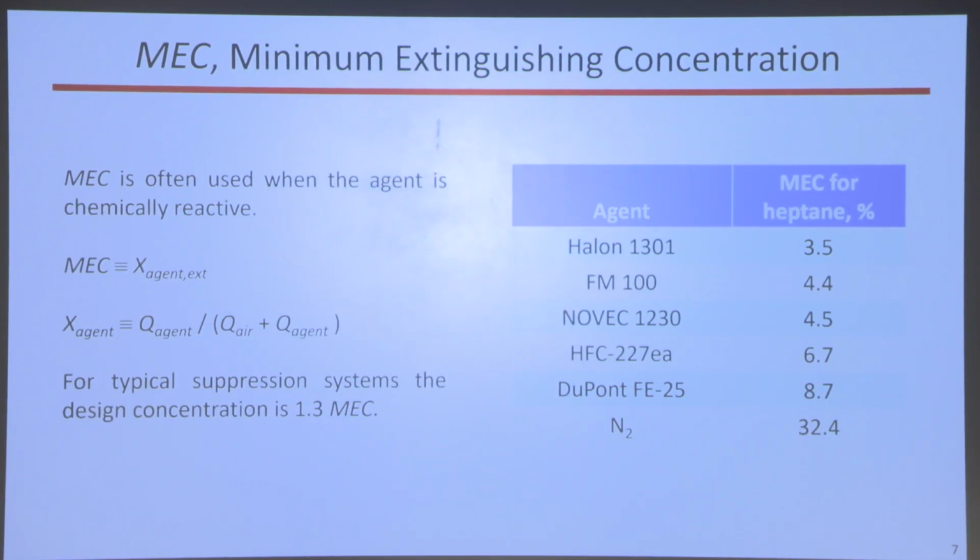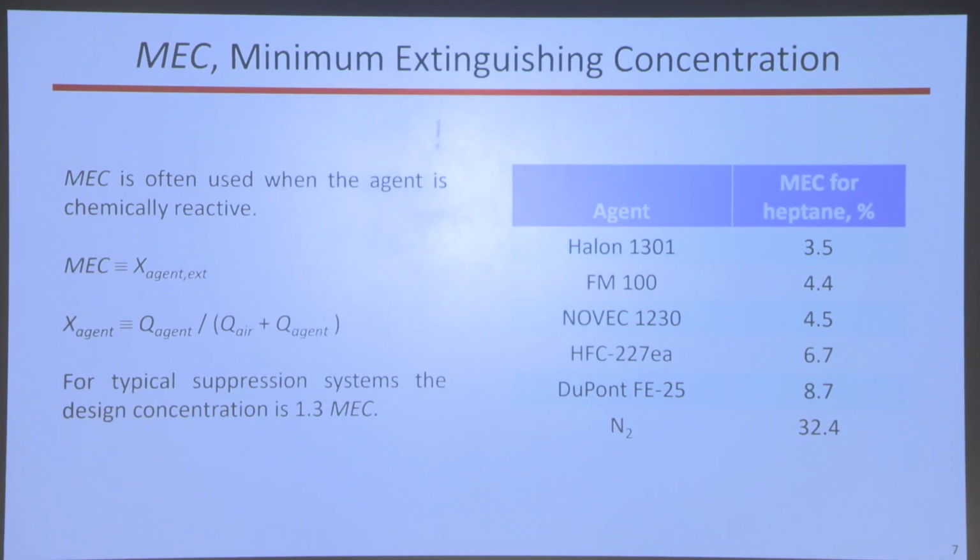So what you can see is at the bottom, if you want to put out a fire with nitrogen, you have to put a lot of nitrogen into it, 32% mole fraction, in order to get the oxygen concentration down to about 15%, and the flame will go out. These chemically active agents are much more effective.